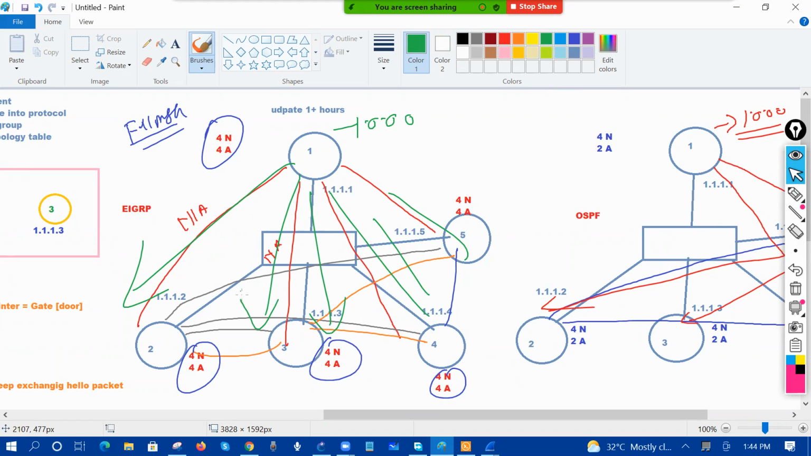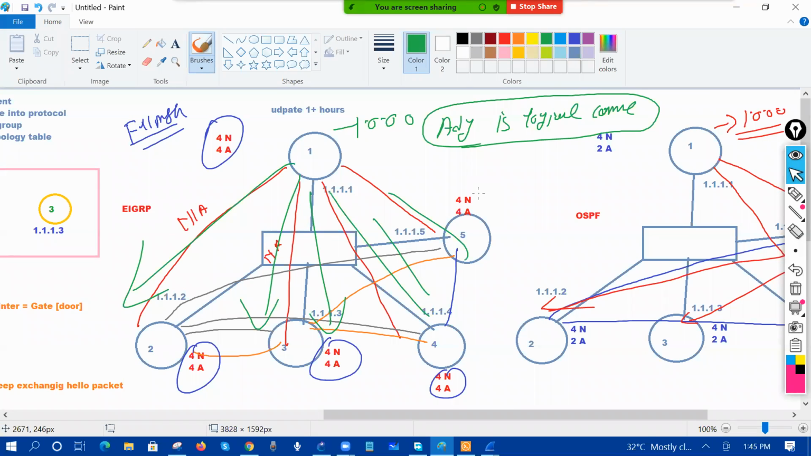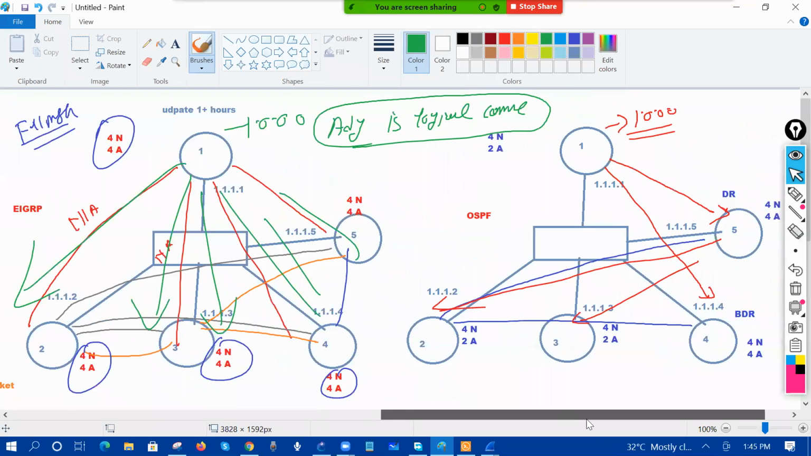So wastage of resources is happening. We can say it like this: in EIGRP we have both the neighborship table and the routing table, and both have all the neighbors and adjacencies. But in OSPF, I told you that adjacency is a logical connection. So in OSPF, the routing table would have only two entries, but the neighborship table has 4 entries. Can we say it like that? Adjacency entries, you are saying?